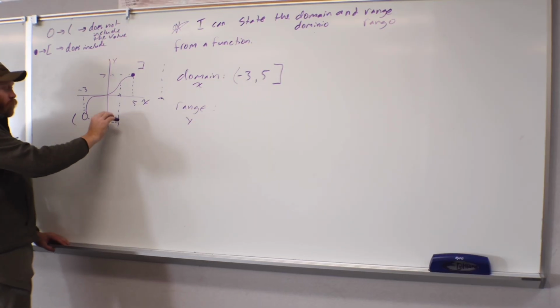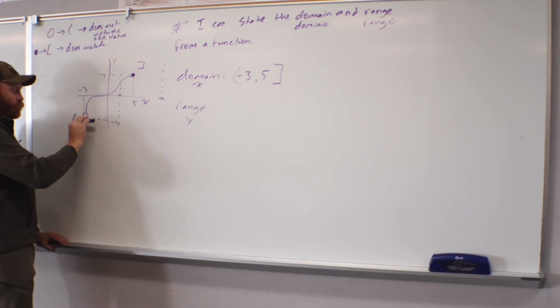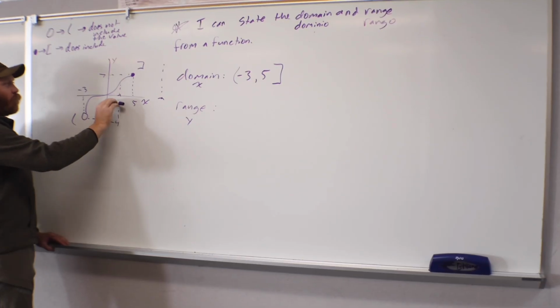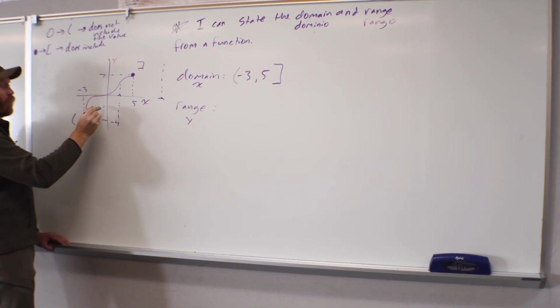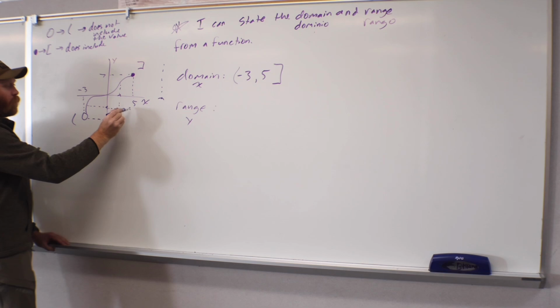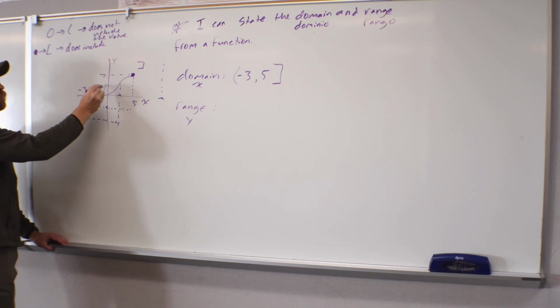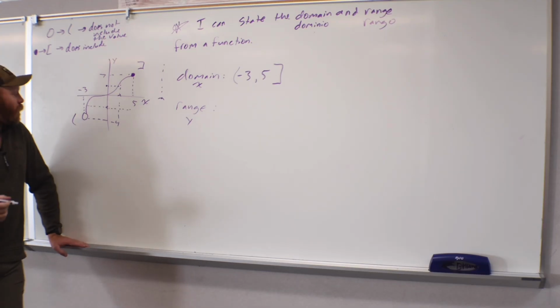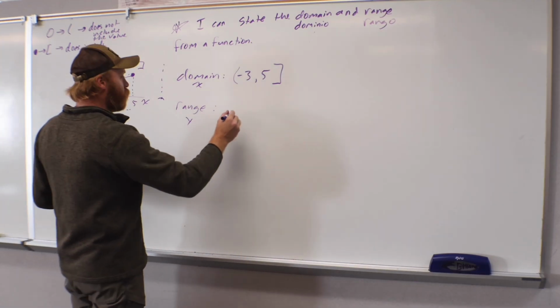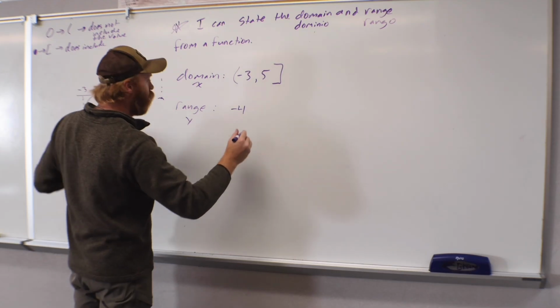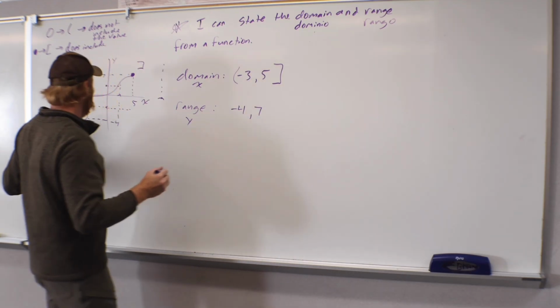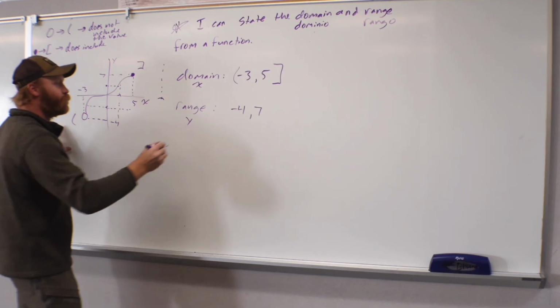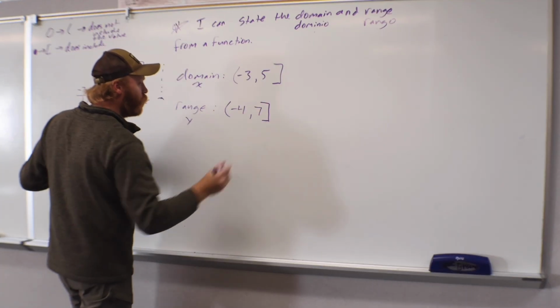Now our range, we're going to start all the way down here. It does not include that -4, but we're going to go all the way up, and you can think of that ant deal again. Instead of looking up and down though, now we're looking right and left. So if we see that graph at any spot, then we know that's going to be part of the range. So we're going to start here at -4. We're going to go all the way up to 7. And again, we're going to have our parentheses and we're going to have our bracket.